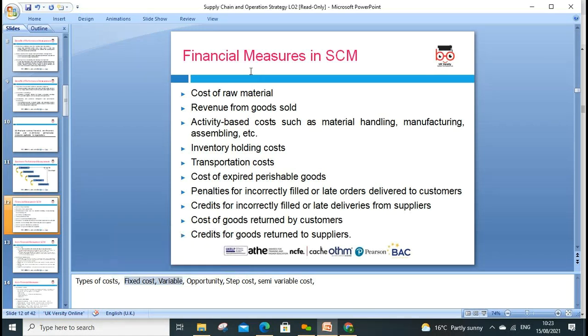Okay, what is the opportunity cost? Do we know? Yes. This would be the cost of another.